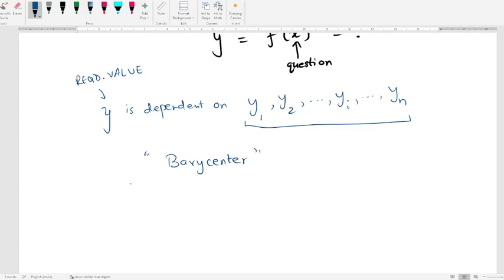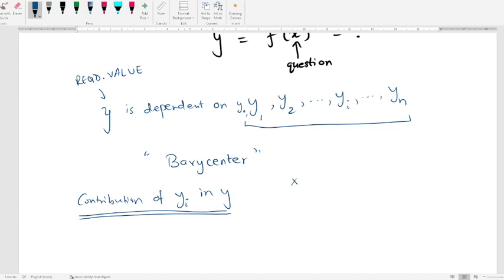Let's directly jump to the contribution of yi in y. Once we have this idea, we can substitute i equal to 0, i equal to 1, and so on. Now, the contribution of yi in y is given as follows.